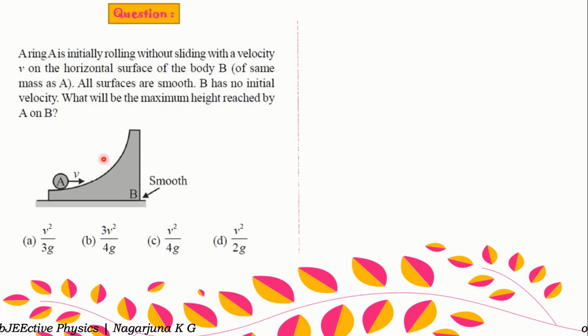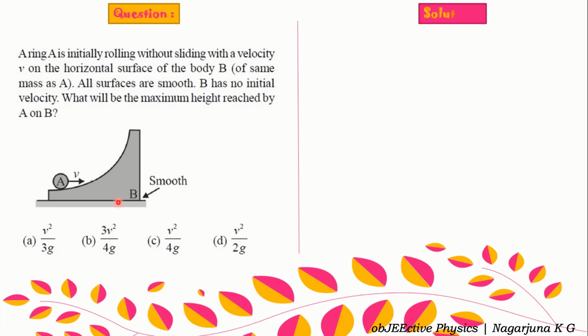Next question. A ring A is initially rolling without sliding with a velocity v on the horizontal surface of the body B of the same mass as A. All surfaces are smooth. B has no initial velocity. What will be the maximum height reached by A on B? Observe the diagram. Solution.